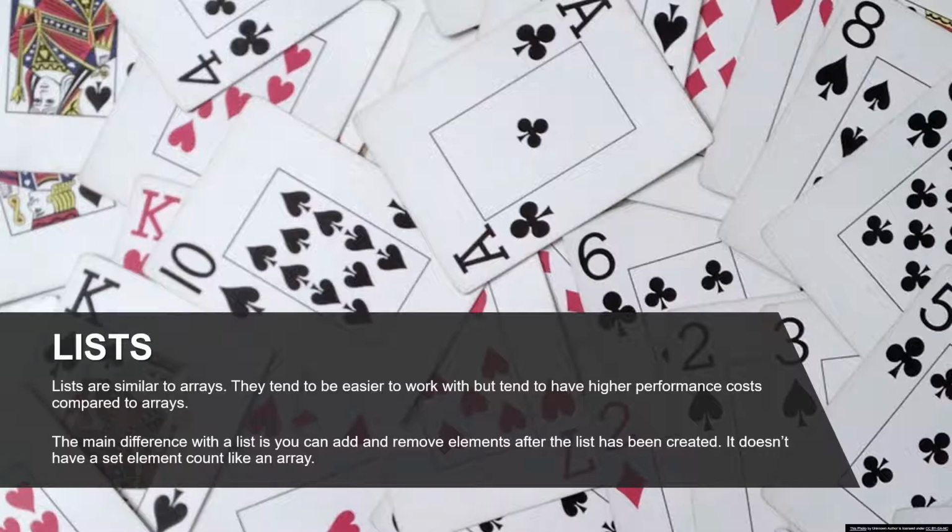A great example, seems kind of cheesy, but think of a shopping list. It's called a list for a reason. You can easily add groceries to it as you think of things. As you buy them, you can take them off the list. And if you think of more things, you can add them on the end and you can remove them.